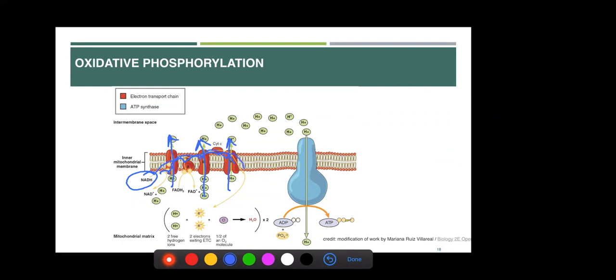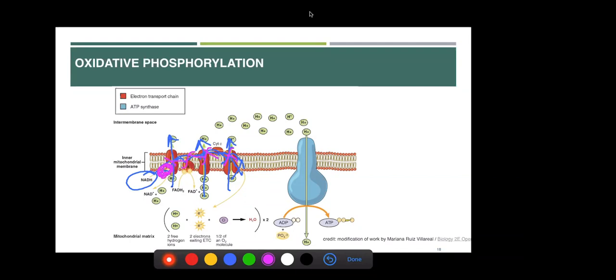The problem is when we get to the end of the chain here, who takes the electron? The electron's got to go somewhere. An electron can't just disappear. If we do not have a place to put the electron, everything backs up and this is full and we can't dump it off. We're back to our problem.